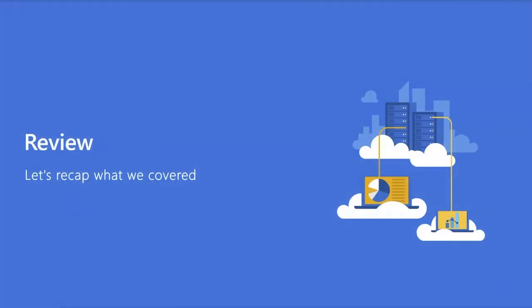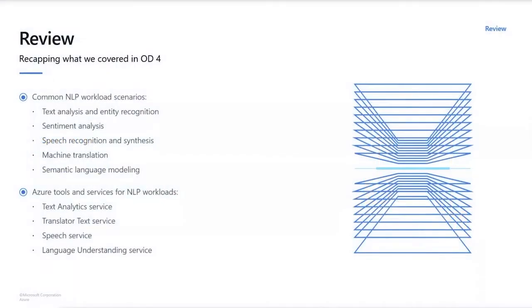Great job. That actually brings us to the end of Objective Domain 4. So why don't we do a quick recap of what we've looked at? We looked at the common natural language processing workloads and the different scenarios where you use them. That includes text analysis and entity recognition, sentiment analysis, speech recognition and synthesis, machine translation, and semantic language modeling. We also looked at some of the different tools for natural language processing, which includes text analytics, translator text, speech, and language understanding. Again, remember this objective domain is going to account for 15 to 20% of your overall exam.